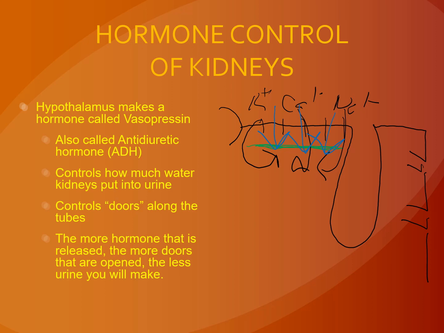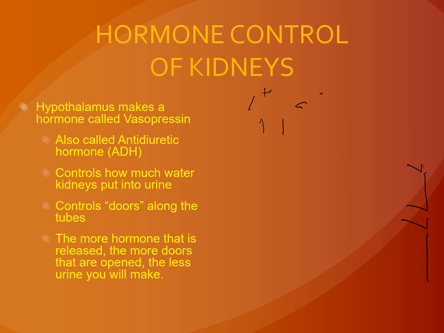Therefore, you will have less urine. Kind of confusing. The more hormone, the more doors, the more reabsorption, the less urine you're going to make. Because we just allowed water to leave the nephron and go back into the kidney. So we just allowed water to be reabsorbed into our bloodstream. So if water gets reabsorbed into our bloodstream, that's less water running through these tubes. And therefore, you're going to have less urine.